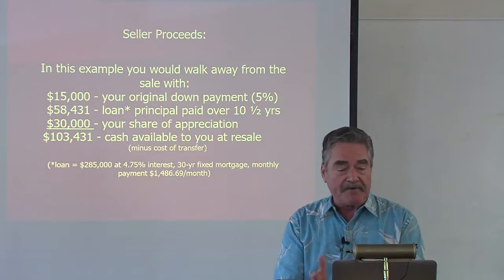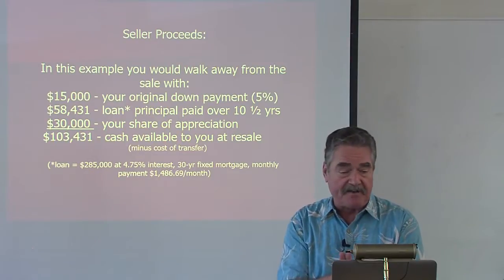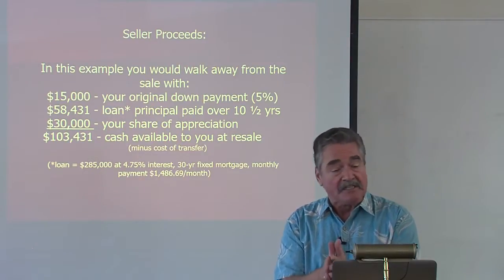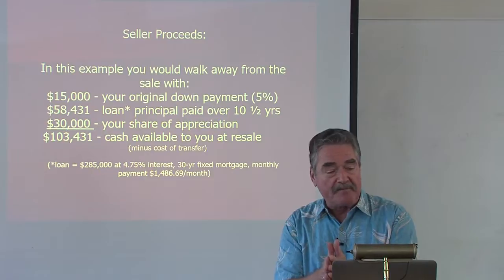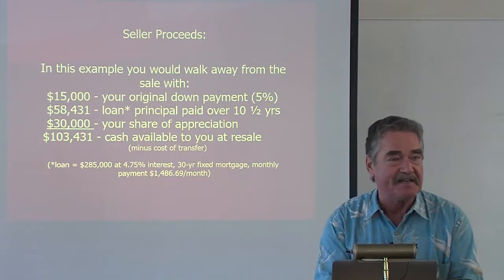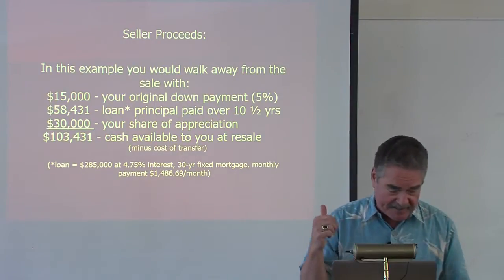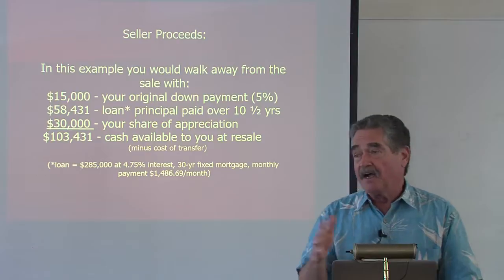Okay, so in our example, the loan was $285,000. The interest rate was 4.75. Fortunately, the rates are lower now. 30-year fixed mortgage, monthly payment of $1,486.69 a month. At this point, I've got to share with you an observation that I've been making now repeatedly for the last couple years.